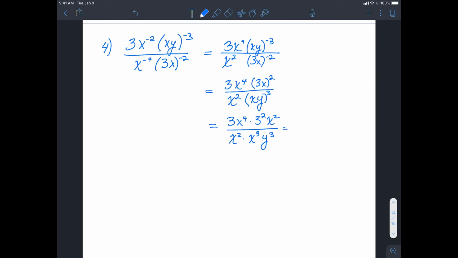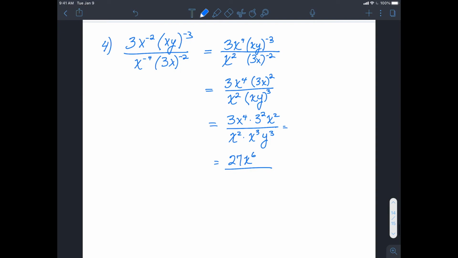Next, we have 3 times 3 squared, that's 3 cubed, or 27. And then in the numerator, we have x to the 4th times x squared, that's x to the 6th. In the denominator, we have x squared times x cubed, that's x to the 5th, times y cubed. And then finally, we can reduce x to the 6th over x to the 5th to just x in the numerator. And that would be the final form.